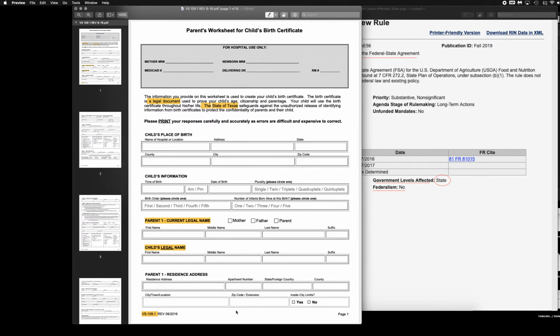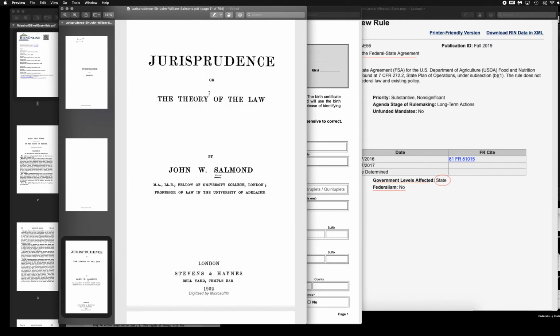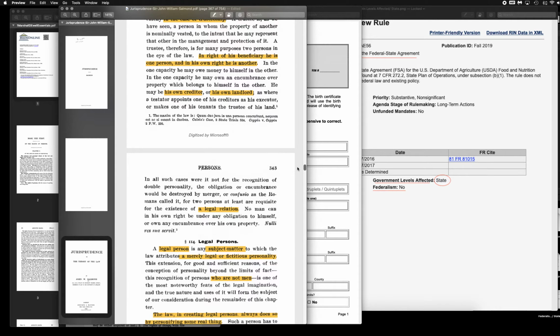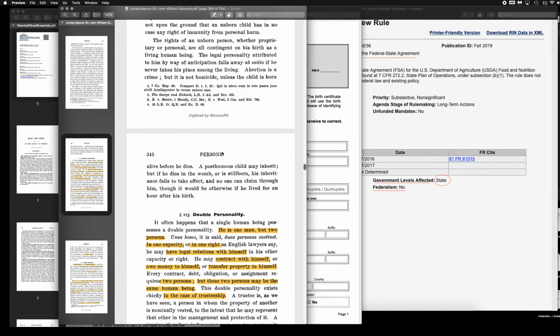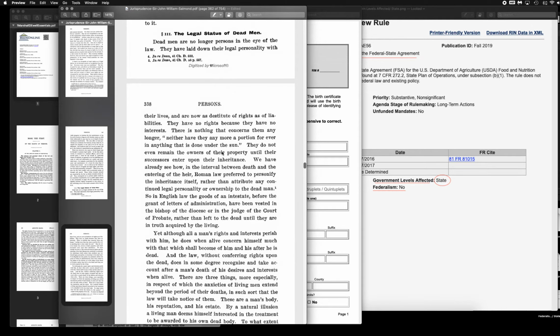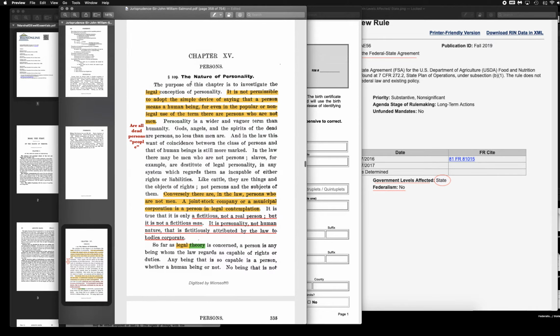Okay, so you can go to, see if I can find it. There's a book you can go to. Here we go. Jurisprudence or the Theory of Law by John Salmond. It's on the internet. You go to chapter 15, which is page 334, Persons, the nature of personality.